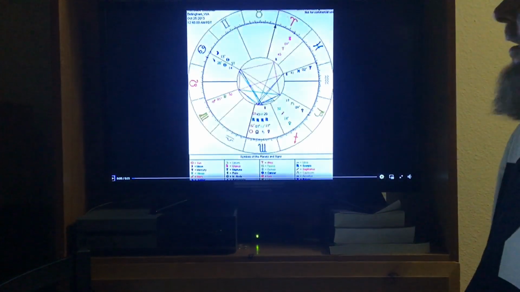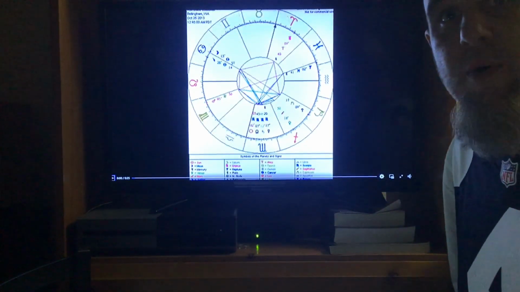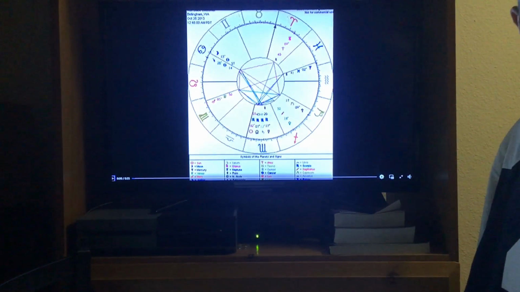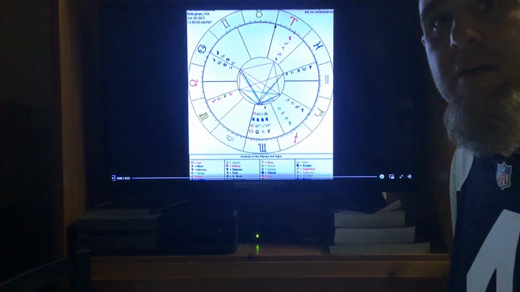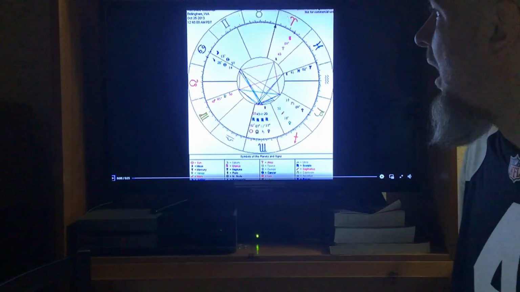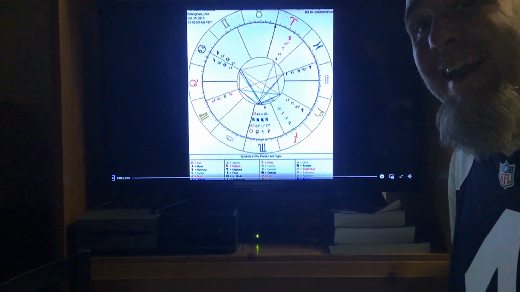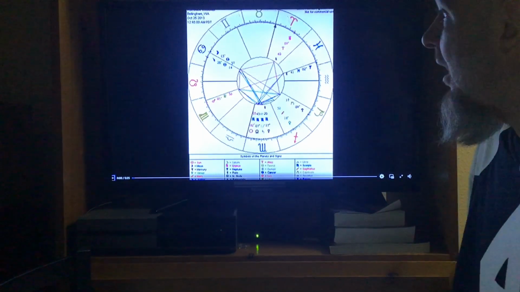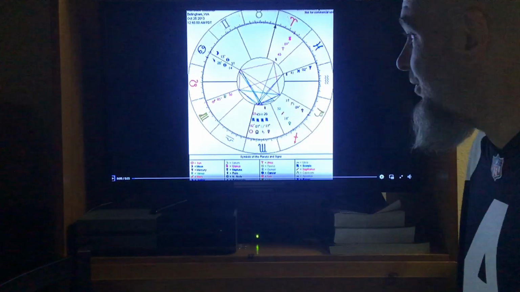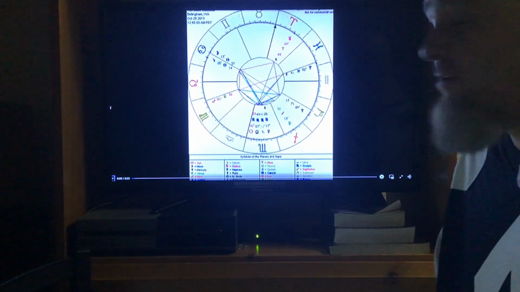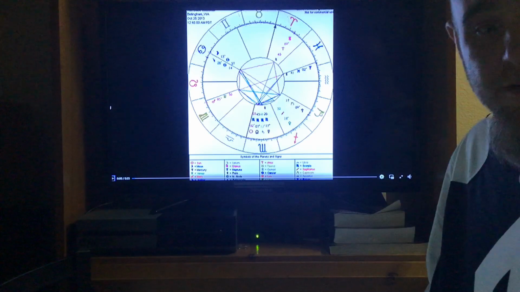Alright, you guys, this is going to be a really quick video on how to read your natal birth chart. There are a lot of places you could go online to get one of these things. I prefer alabe.com, that's A-L-A-B-E dot com, and it produces a chart like this, which is what we're going to use to break this down.